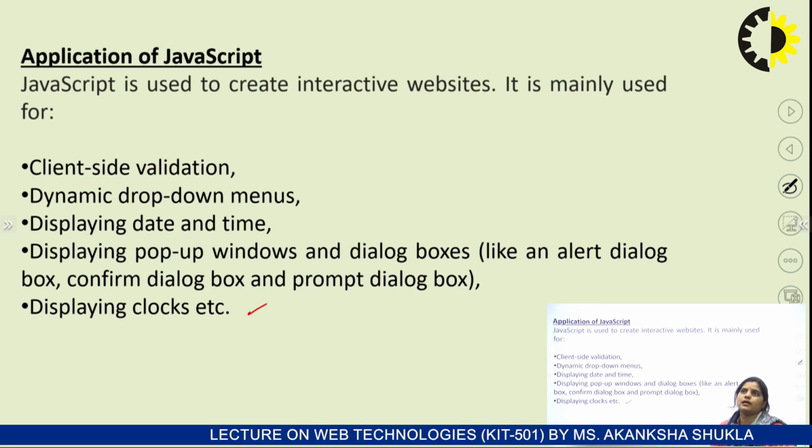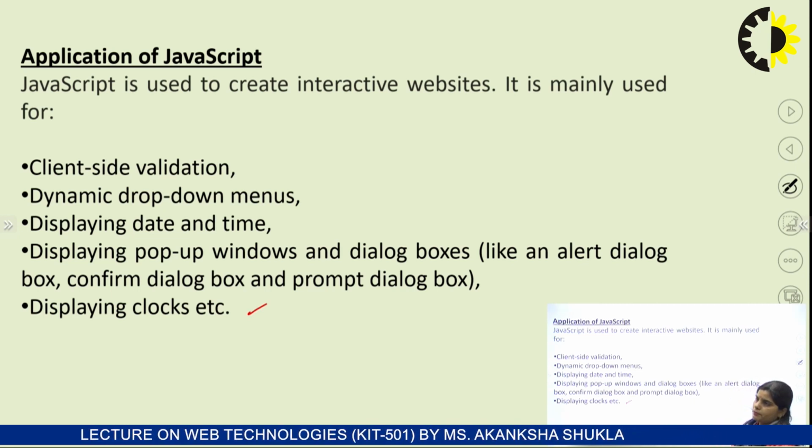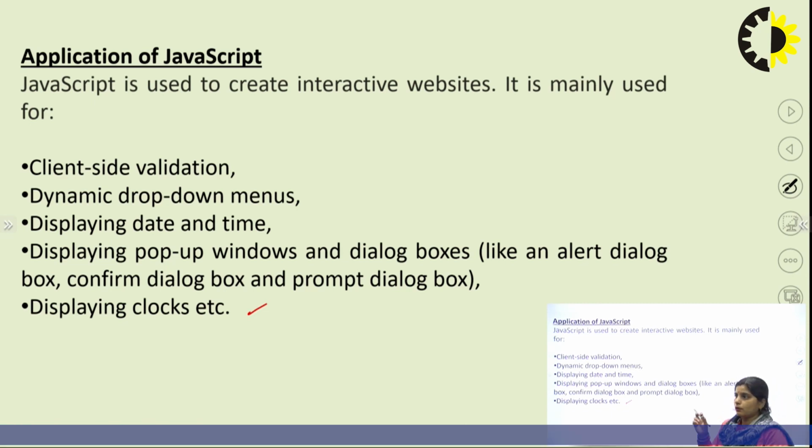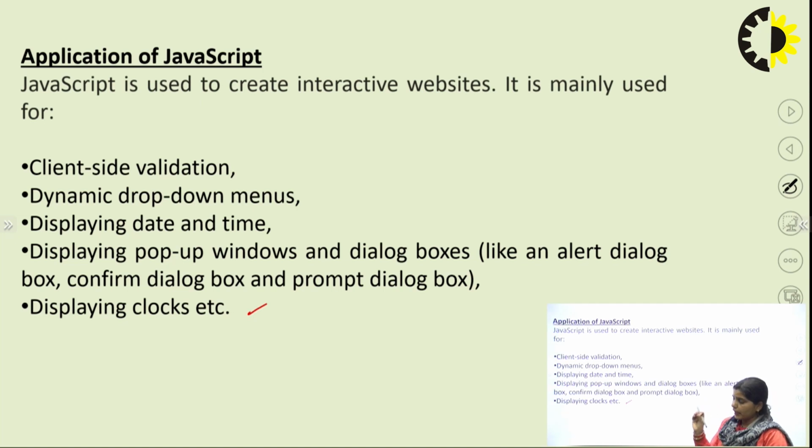For example, if you are going to create an auctioning website, in which you are going to auction different kinds of objects, then you can implement a clock also. So for that particular purpose, for displaying clocks, we have the option of implementing the JavaScript language.